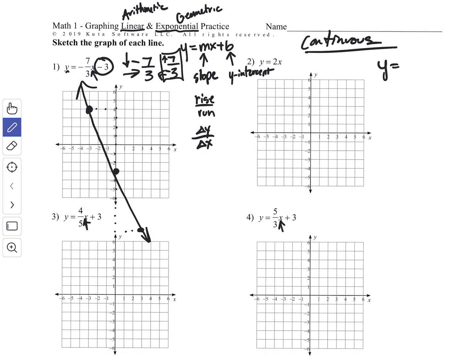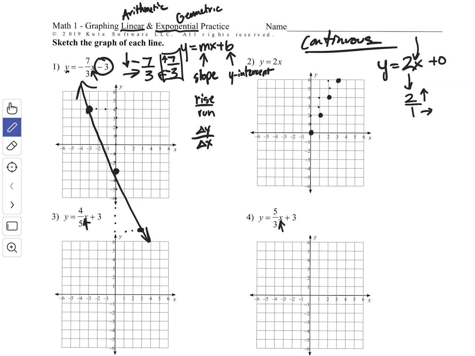Now we've just got y equals 2x. If I were to add the y-intercept, it would just be a plus 0. So my y-intercept is actually the 0, the origin, and my slope is 2. To make it a fraction, I just put a 1 under it. Anytime we have a whole number up at the top, we can make it a fraction by putting a 1. So I'm going up 2 because it's positive, to the right 1. Then from that point, up 2 to the right 1, and again, up 2 to the right 1.